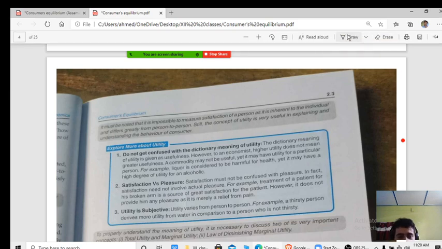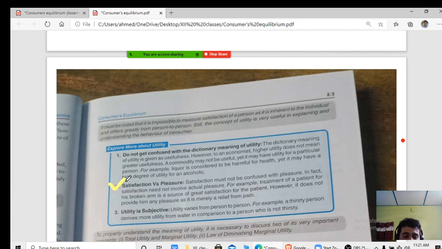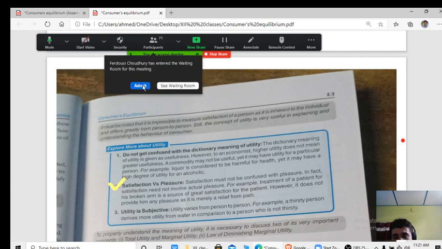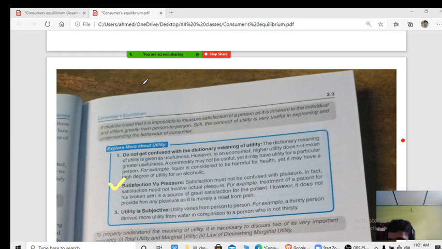Satisfaction versus pleasure. Is satisfaction the same thing as pleasure? No. Satisfaction, for example: if you are ill and you get treatment in a very good hospital and now you have recovered, that is a matter of great satisfaction to you. That is not a matter of pleasure. So that is satisfaction, not pleasure.